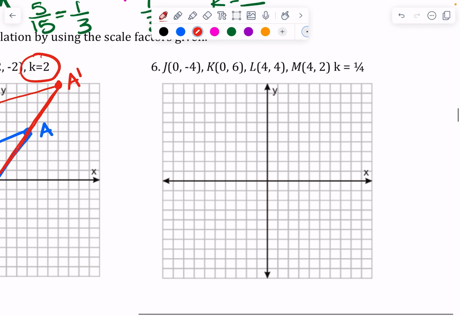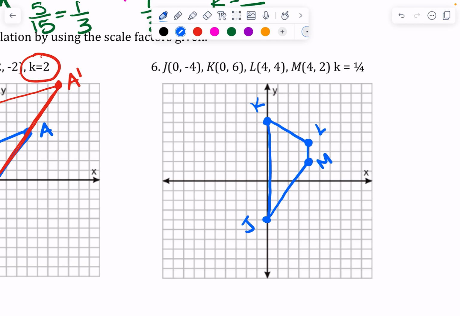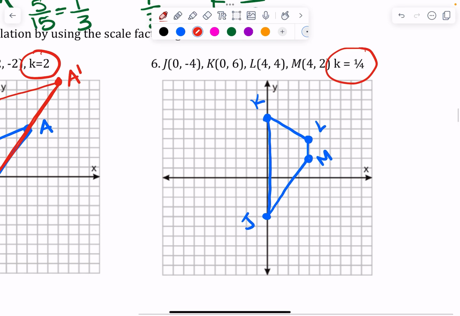Okay, let's look over here at number 6. Let's start out by just graphing the original shape, so please do that on your paper. Make sure you label your vertices, put the letters on all the corners. This one is telling you to make it 1/4 of the size. So we are going to multiply all the original points by 1/4. The shape is going to be getting smaller because your scale factor is less than 1.